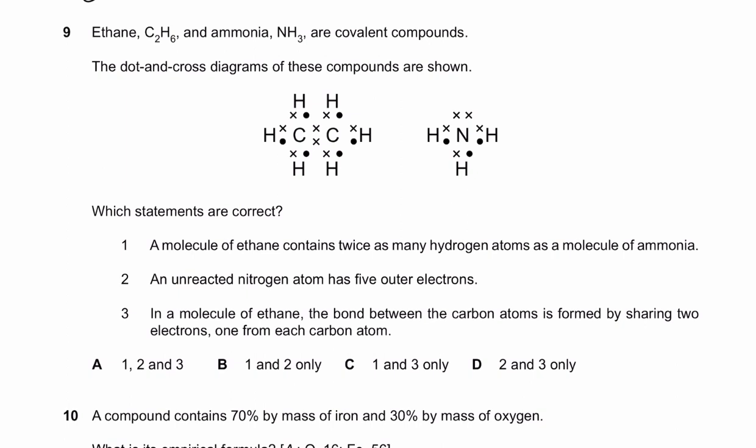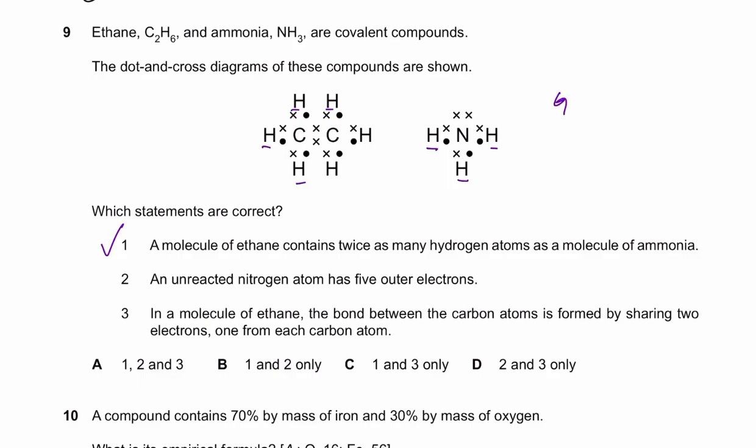Ethane, C2H6, and ammonia, NH3, are covalent compounds. The dot and cross diagrams of these compounds are shown. Which statements are correct? 1: A molecule of ethane contains twice as many hydrogen atoms as a molecule of ammonia. We just have to use our eyes and look here, right? So ammonia has 1, 2, 3 hydrogens and ethane has 6 hydrogens, and yes, they are twice as many. So 1 is right.